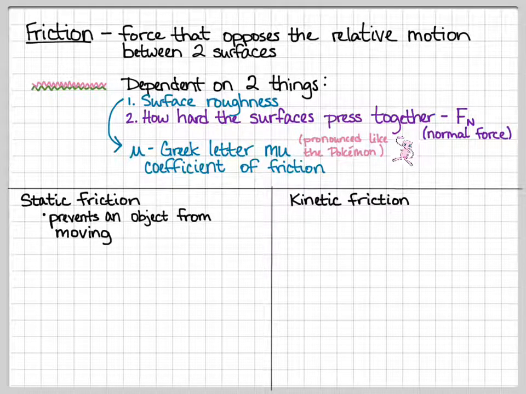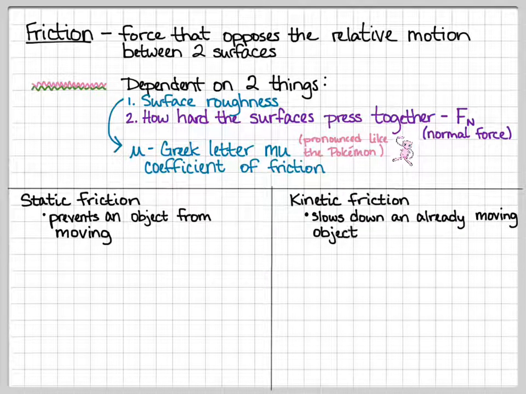Kinetic friction is the friction that we see a lot every day. It slows down an already moving object. This is why in real life, things don't roll or slide forever. Kinetic friction is always slowing them down.